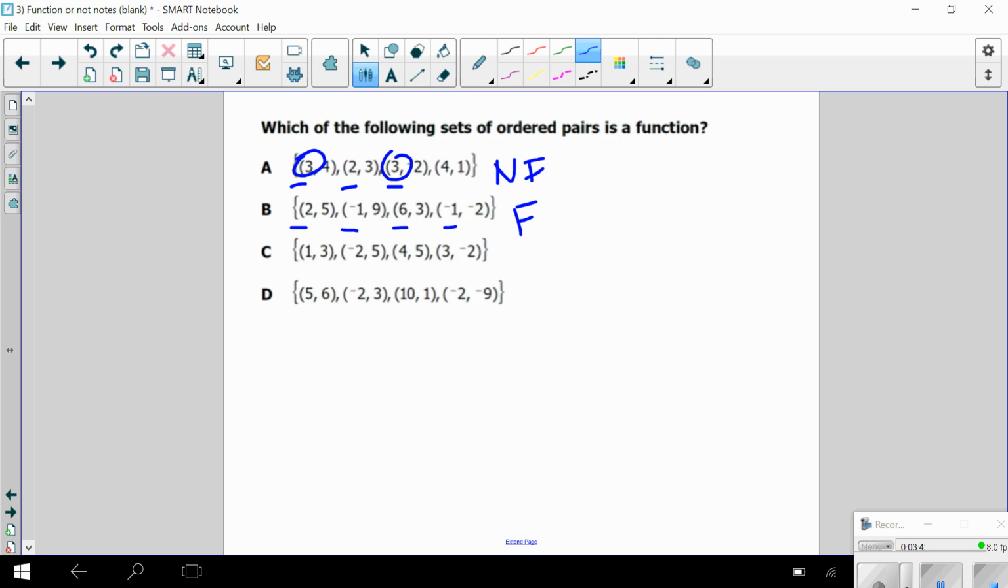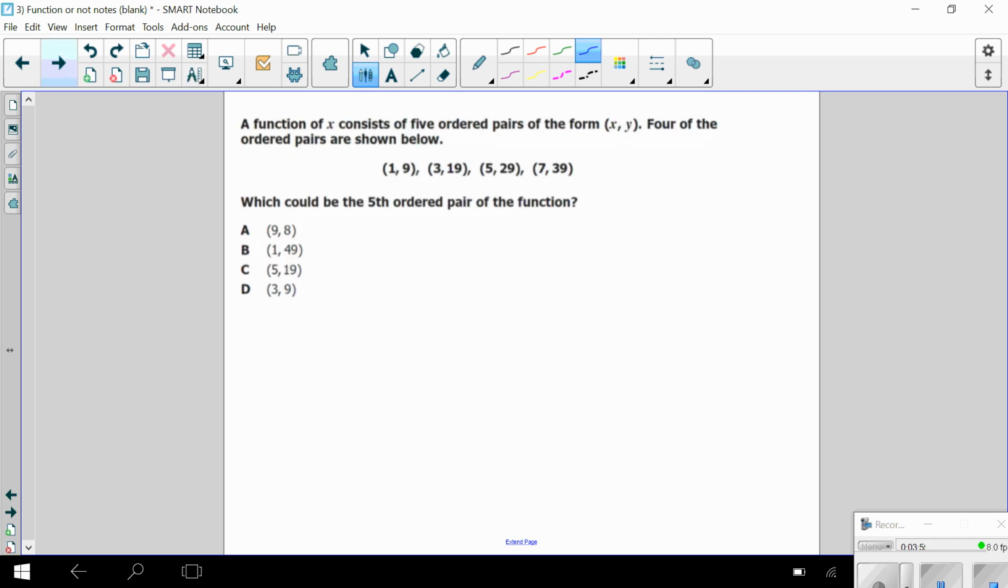Let me back up. To B, this is not a function. Hopefully you caught that because the -1 repeats. This one is a function because nothing repeats. And this last one is not a function because the -2 repeats. So C is a function.